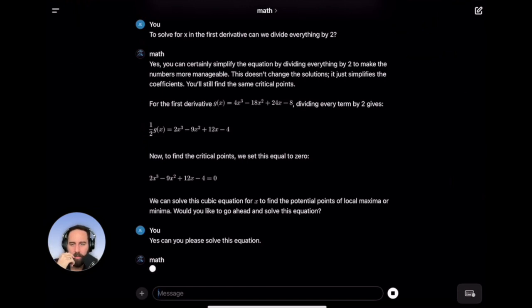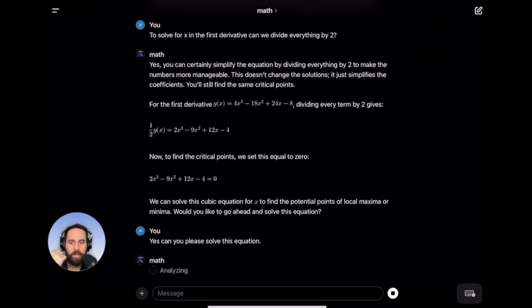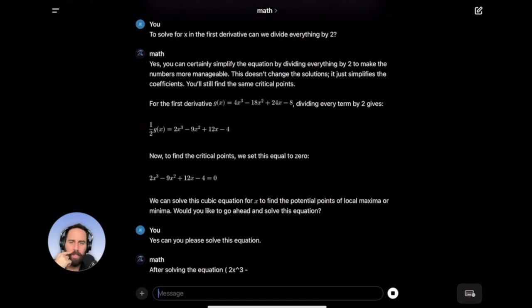Since the leading coefficient is 2, you're going to have to try 1, 2, or 4, so it's going to be a combination of those. Usually 1 is definitely going to be there. So 1 cubed times 2 is 2, 2 times 1 is 2, minus 9 is 7, plus 12.